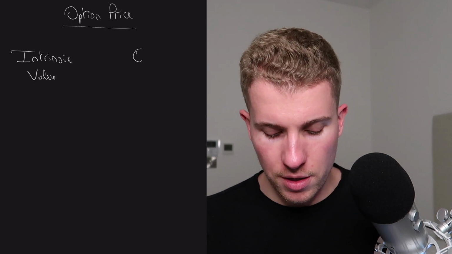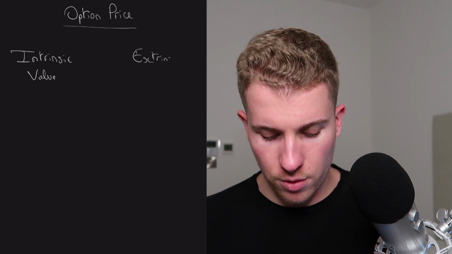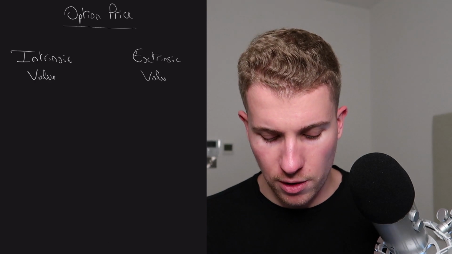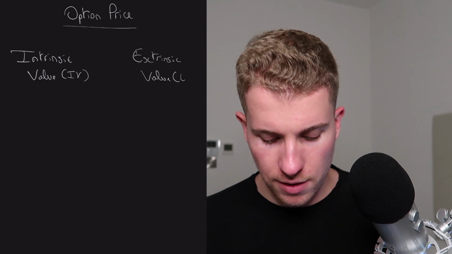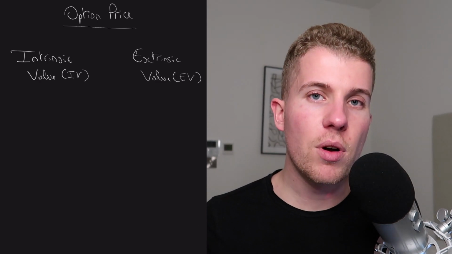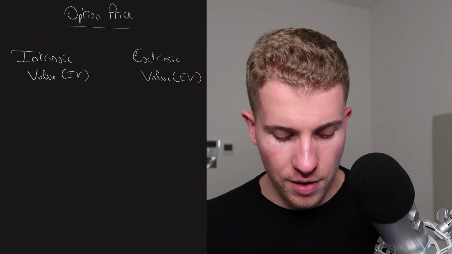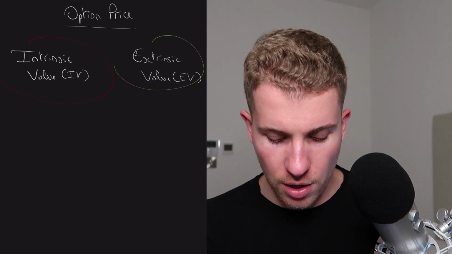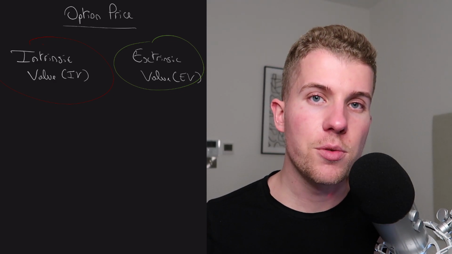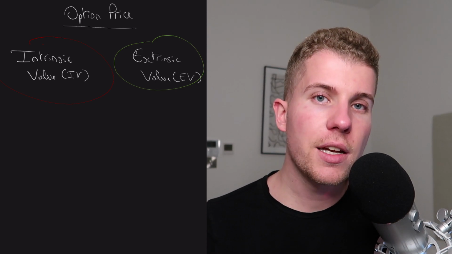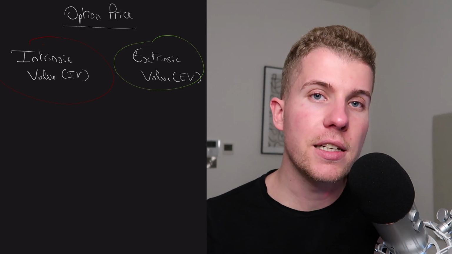There are mainly two components in an option premium. There is what we call the intrinsic value, that I'm sure you've probably heard of, and there is the extrinsic value. For the sake of simplicity, I'm just going to refer to the intrinsic value as IV, and the extrinsic value as EV. So what makes an option price is intrinsic value plus extrinsic value. But what are those two? First of all, what is the intrinsic value? The intrinsic value is the value that an option would have if it was being exercised today.